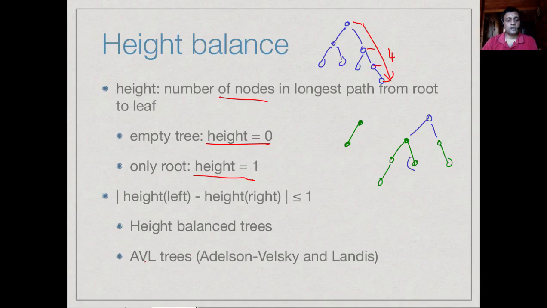So these trees are called AVL trees. They're named after the 2 people who independently invented them: one person called Adelson-Velsky and independently Landis. So an AVL tree is a height balanced tree which says that at every node the height of the left and the height of the right subtrees differ by at most 1.